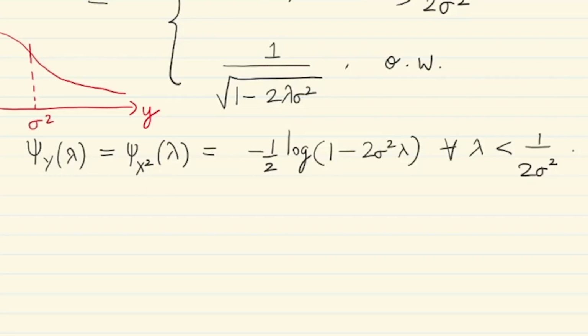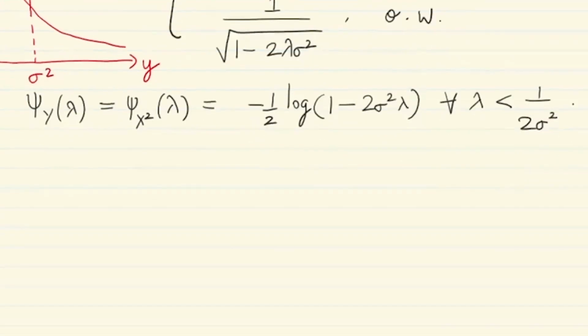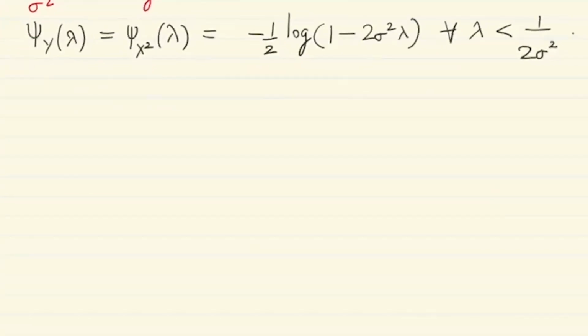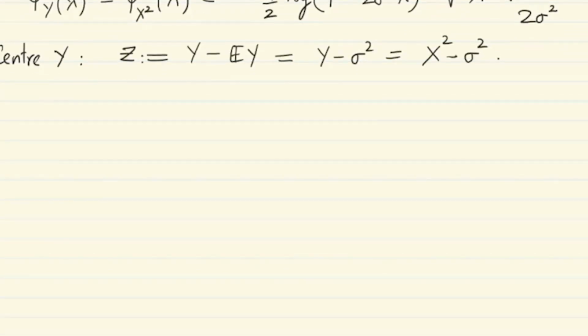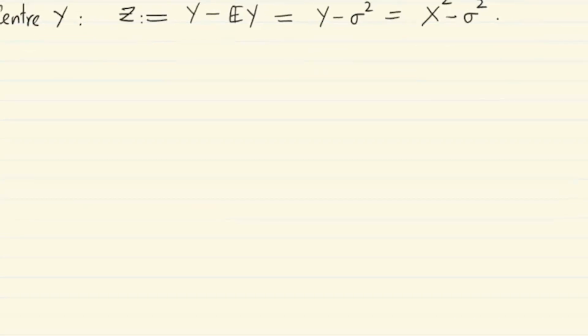So this is just going to center y by sigma square. So let's center y and define z as y minus expected value of y, which is y minus sigma square, which is x square minus sigma square. So that z is a zero mean random variable. By centering a random variable, we will always mean subtracting its mean to get a zero mean random variable.